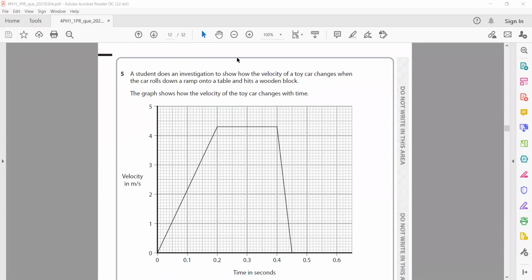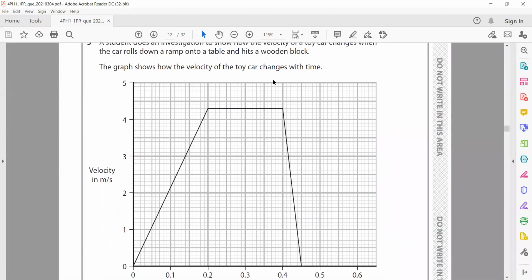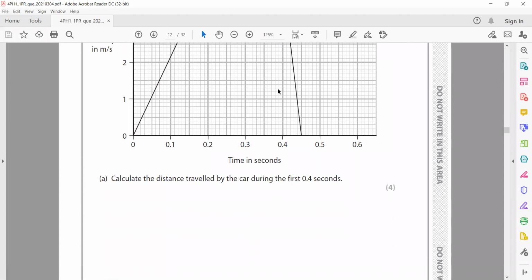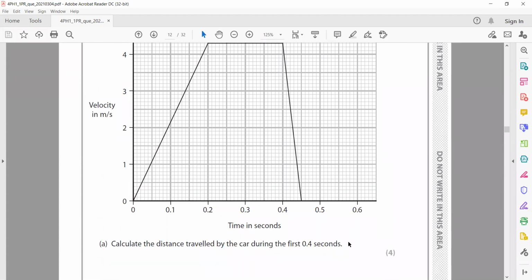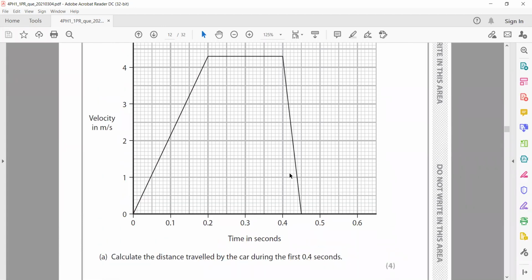A student does an investigation to show how the velocity of a toy car changes when the car rolls down a ramp onto a table and hits a wooden block. The graph shows how the velocity of the toy car changes with time. Calculate the distance traveled from 0 to 0.4 second. So the area under the graph will give us the distance traveled. It makes a trapezium, so half the sum of the parallel sides times the height will give the distance traveled.